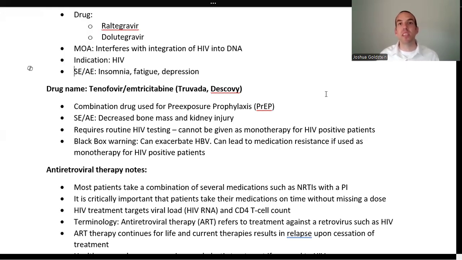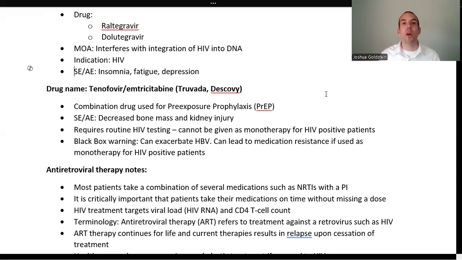But usually we treat a disease once a patient has a disease, or sometimes, like in the case of TB, tuberculosis, we'll treat a disease once they've been exposed to it. But now we're treating a disease even before the exposure, pre-exposure prophylaxis. The drugs over here are tenofovir and emtricitabine. The brand names are Truvada or Descovy. These drugs do have a side effect of decreasing bone mass and kidney injury.